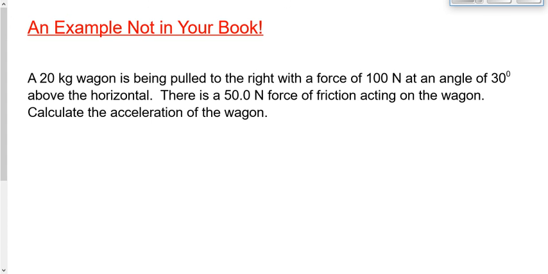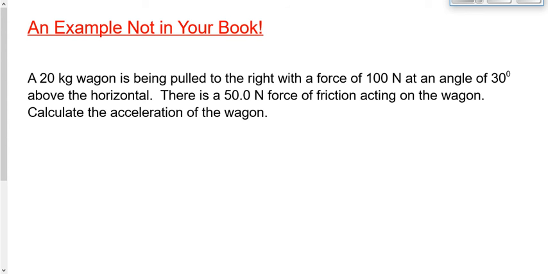All right, I've got one more example for you here today, and we're going to end after this example. This one says a 20-kilogram wagon is being pulled to the right with a force of 100 newtons at an angle of 30 degrees above the horizontal. There's a 50 newton force of friction acting on the wagon. What's the acceleration of the wagon?